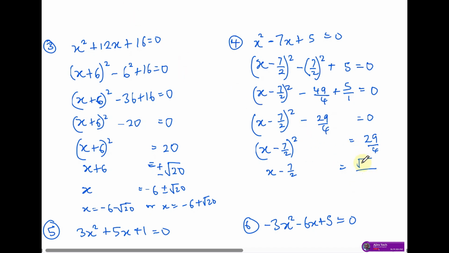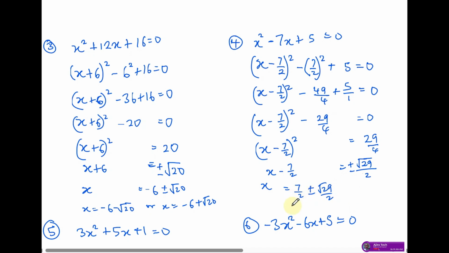This is 0, root 29, and this is 2. So I can say x is minus 7 over 2 across becomes 7 over 2. And then don't forget, after looking for the square root, you have positive or negative. So that should be positive or negative root 29 over 2.